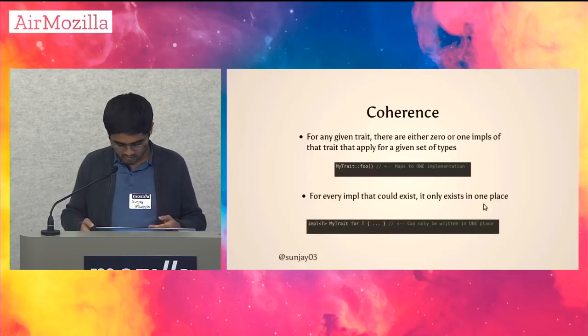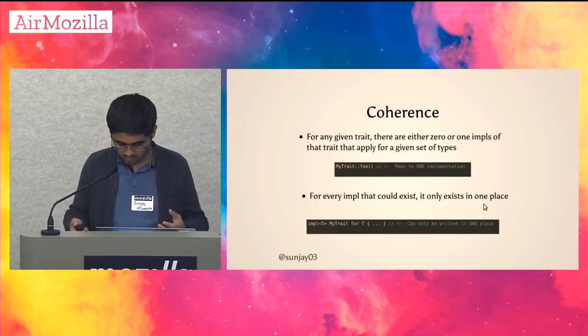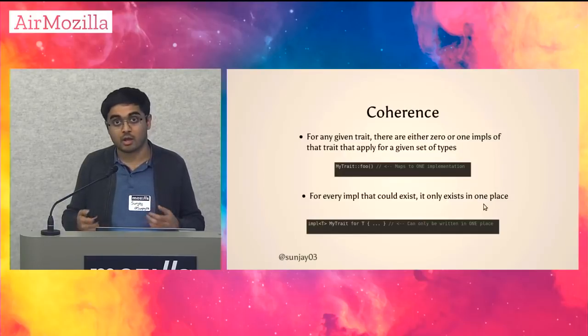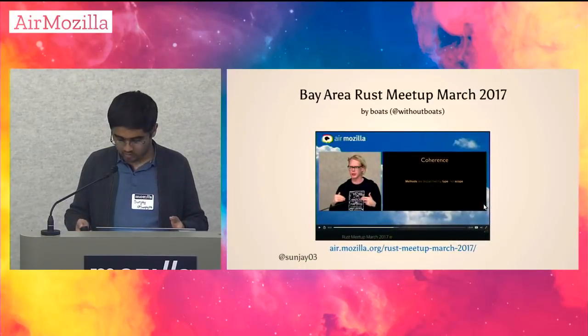Coherence also means that for every impl that could exist, it only exists in one place. And this is key for having a coherent system. In this example, that means that only one crate has the power to define this impl of my trait for any type T.